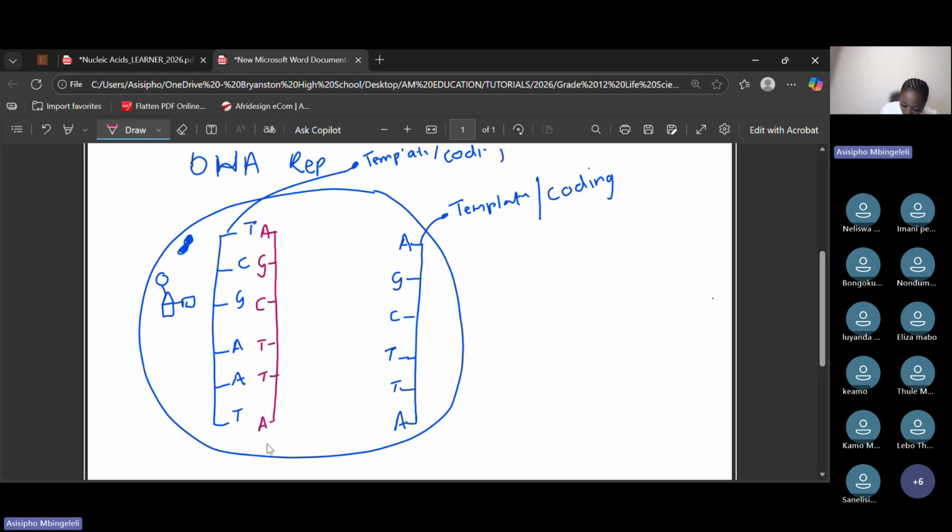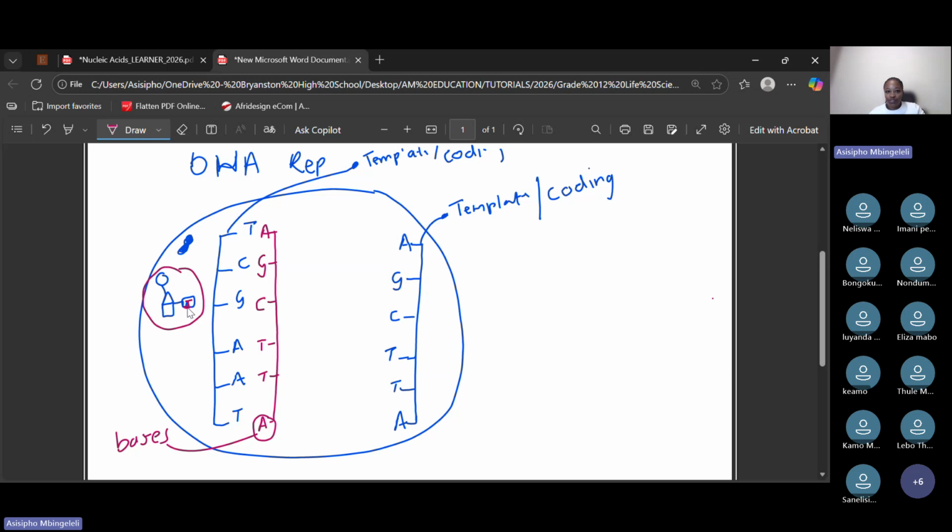Remember, what do we call these? We call them bases. And where are they from? They are from the nucleoplasm. These are the free DNA nucleotides. But remember, if this is a nucleotide, this is a base. So we are focused on the bases.